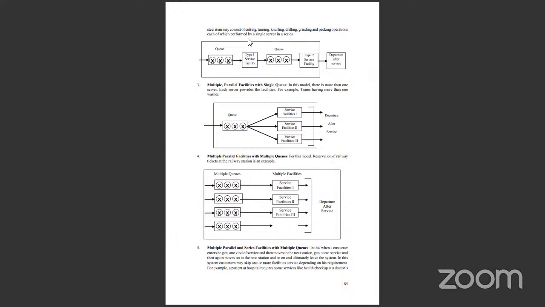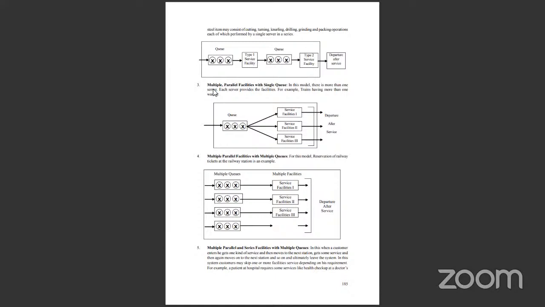Means what? You are in a queue to be served first. So type 1, like the cutting process is there. After cutting, then it goes to the turning, then drilling, then grinding, then packing. I told you, this is the process in manufacturing concerns nowadays. Every product first comes to the first process, then goes to the next process, then the next, like that, completely manufactured and packed, then departure after service. So that is there in the second one.